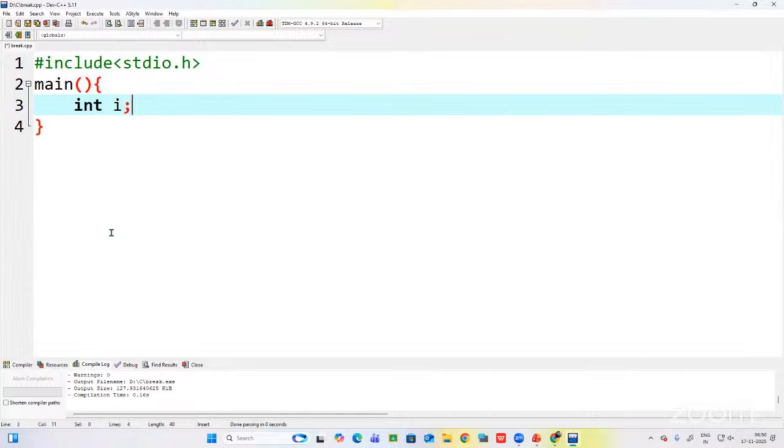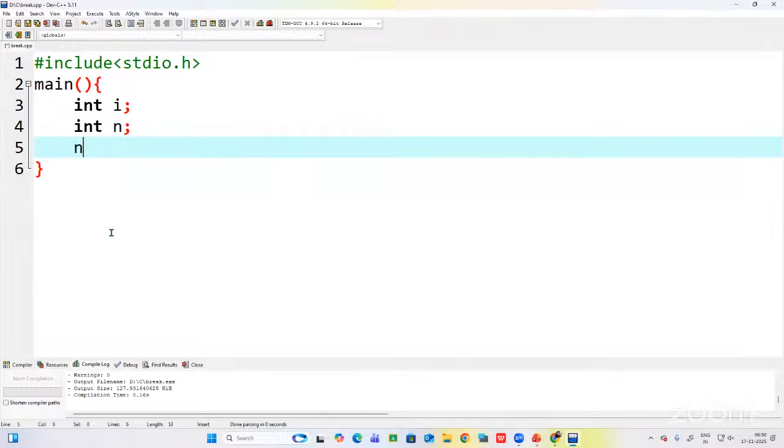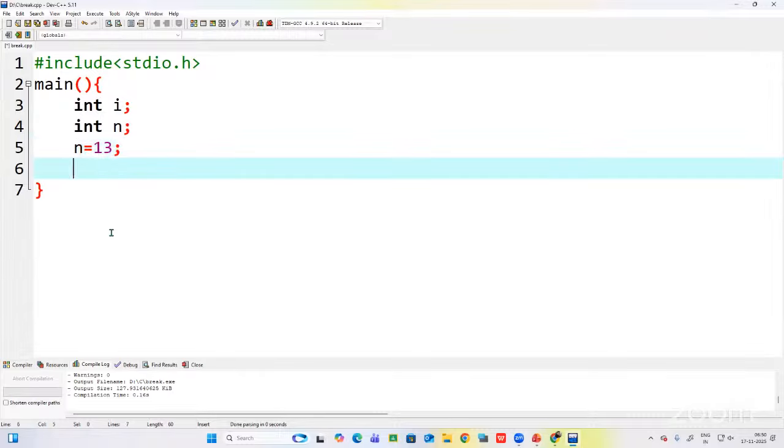So how to improve its efficiency is it can be done with the help of the break keyword. For example, int n. I'll just take n equals 13. Actually, you'd be reading from scanf, but just for demonstration, I have taken the value of n to be 13.